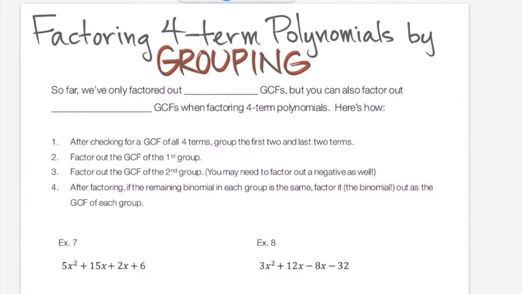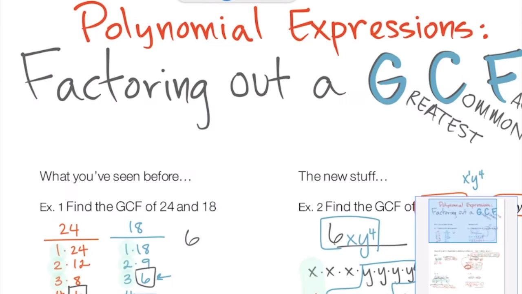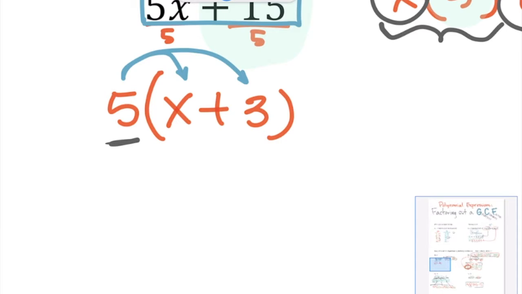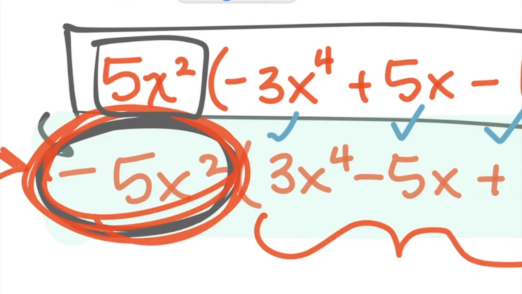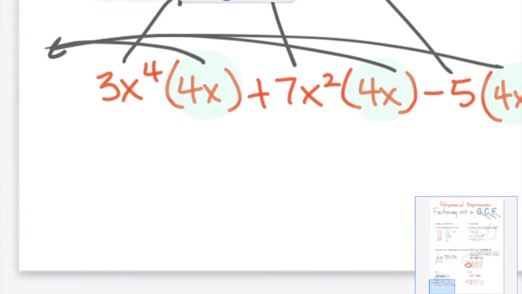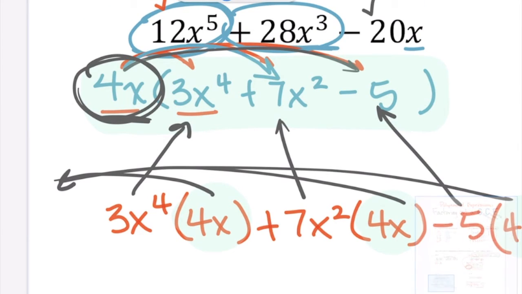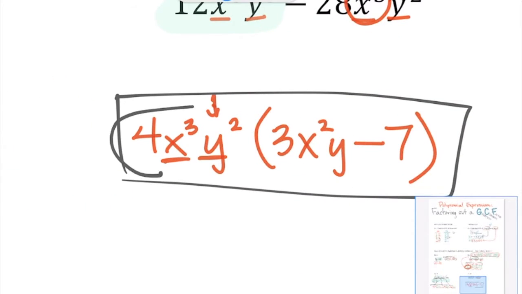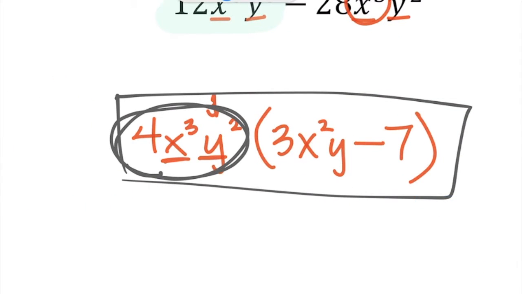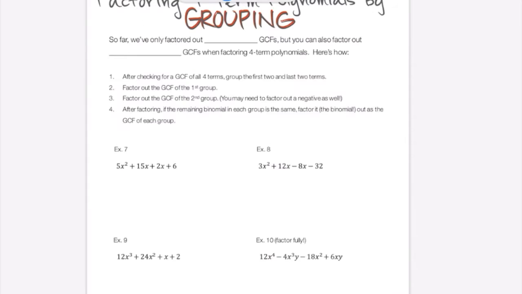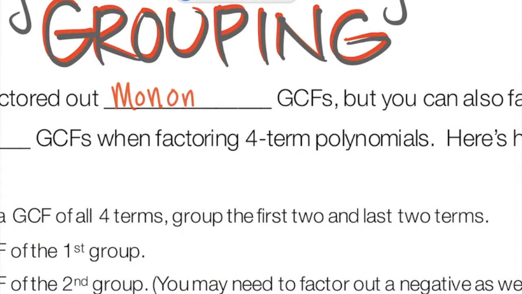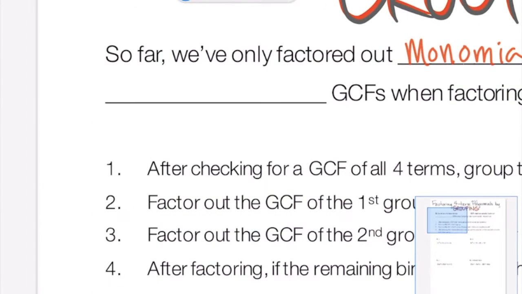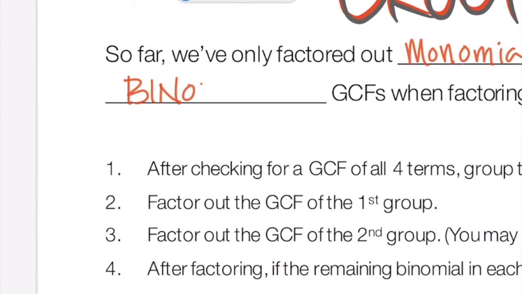And it's called factoring 4-term polynomials by what's called grouping. So far we've only factored out monomials. When we factored out a GCF here, we factored out a 5. That's a monomial. Right here we factored out a 5x squared. That's also a monomial. Right here we factored out a 4x. That's a monomial. And here we factored out a 4x cubed y squared, and that is also a monomial. But when we start factoring by grouping, instead of only factoring out monomials, it's going to allow us to factor out binomials.